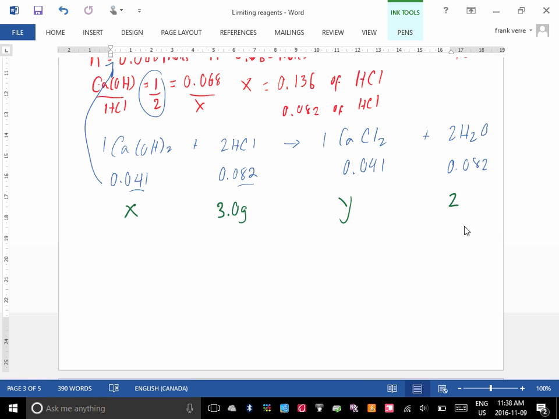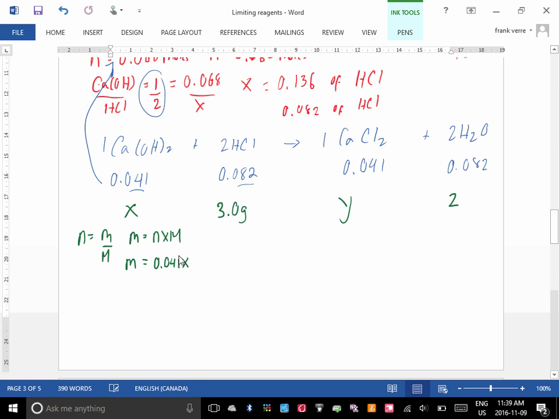So let's think about calcium hydroxide, right? How much calcium hydroxide do we use up? So we're going to just rearrange this formula. Number of moles is mass over molar mass, and we're going to look for little m. So little m is n times big M. So how much calcium hydroxide do we use up? Well, we know it's 0.041 moles.